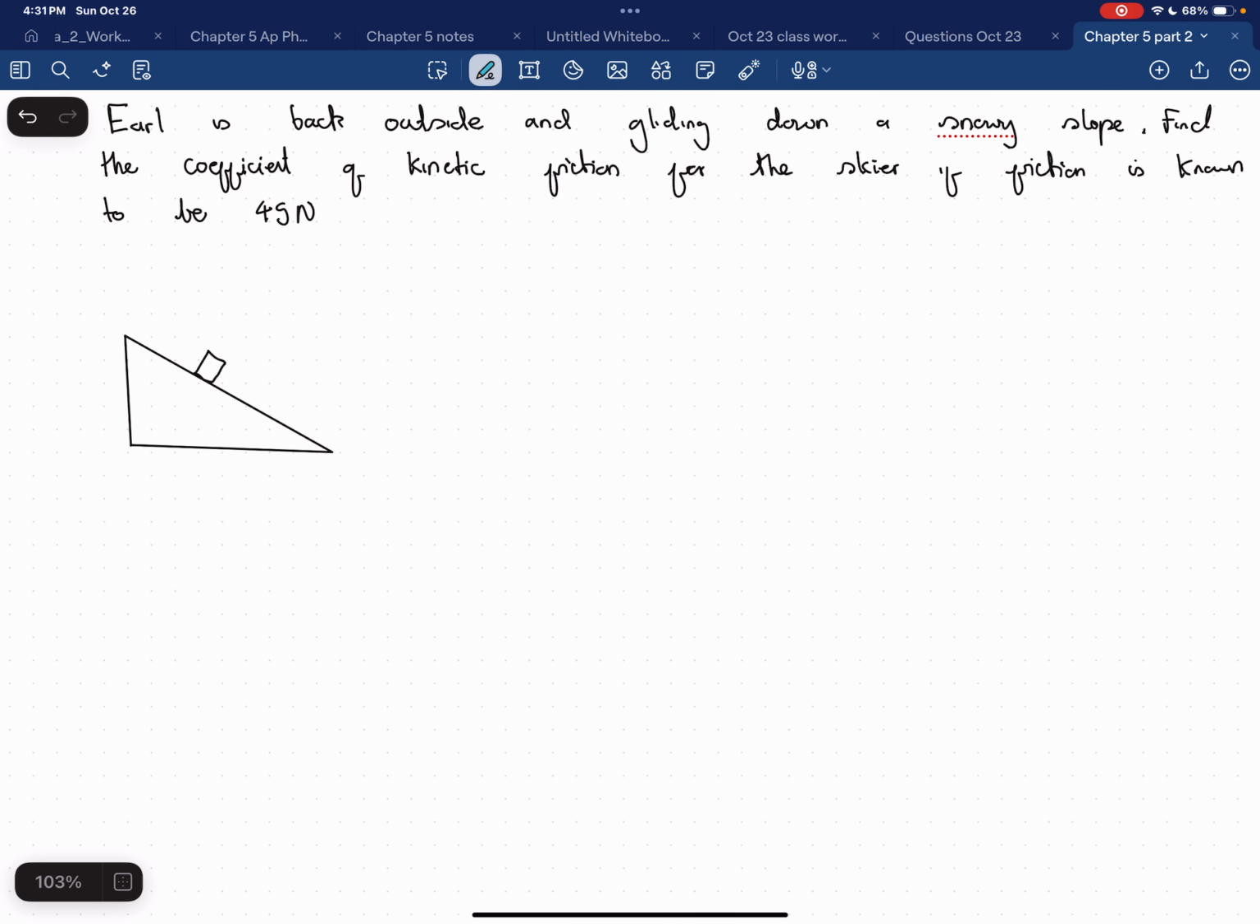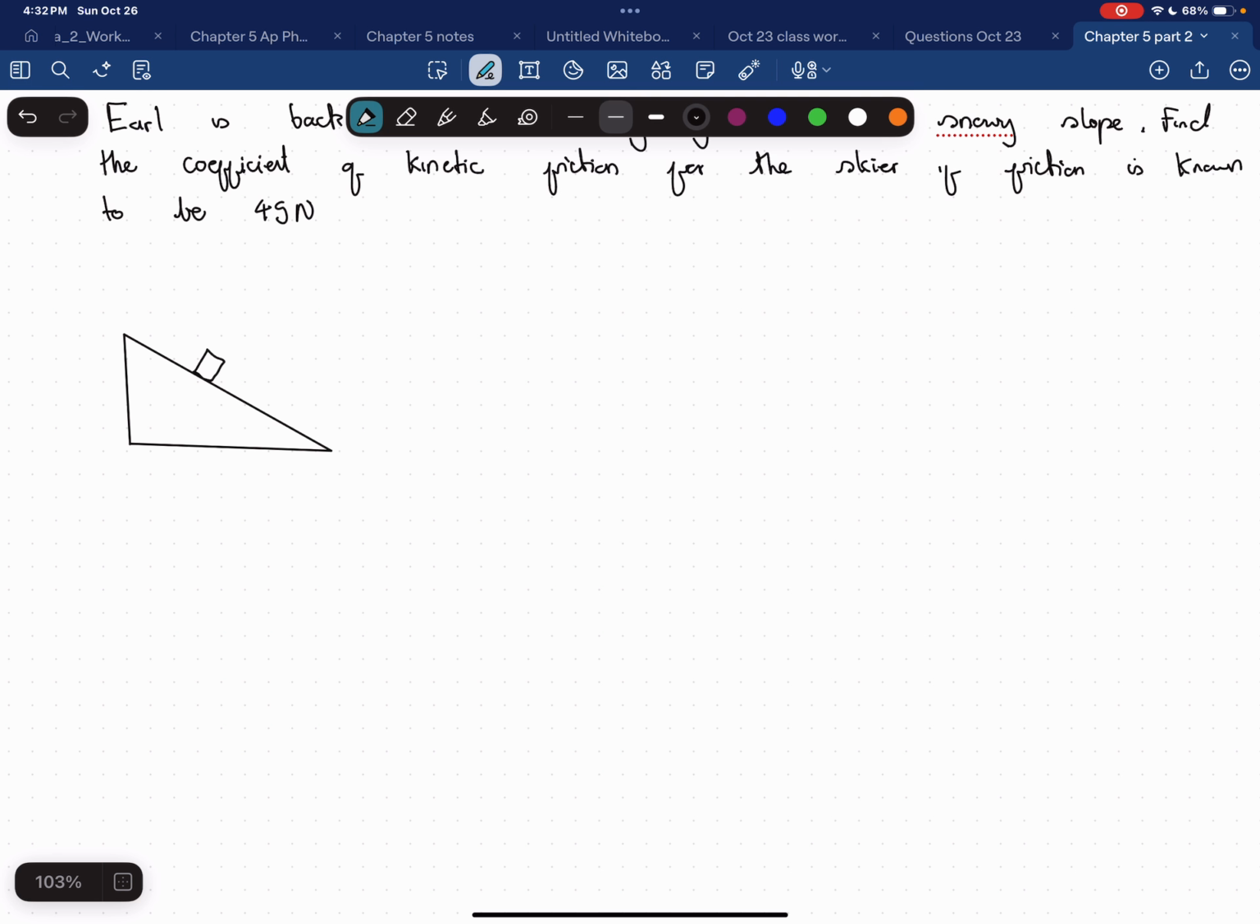So now, let's do one more problem. Earl is back outside. Earl the penguin. I hope you guys remember Earl. He's gliding down a snowy slope. Find the coefficient of kinetic friction. Oh my god, why did I say skier? Sorry, I made this while I was tired.